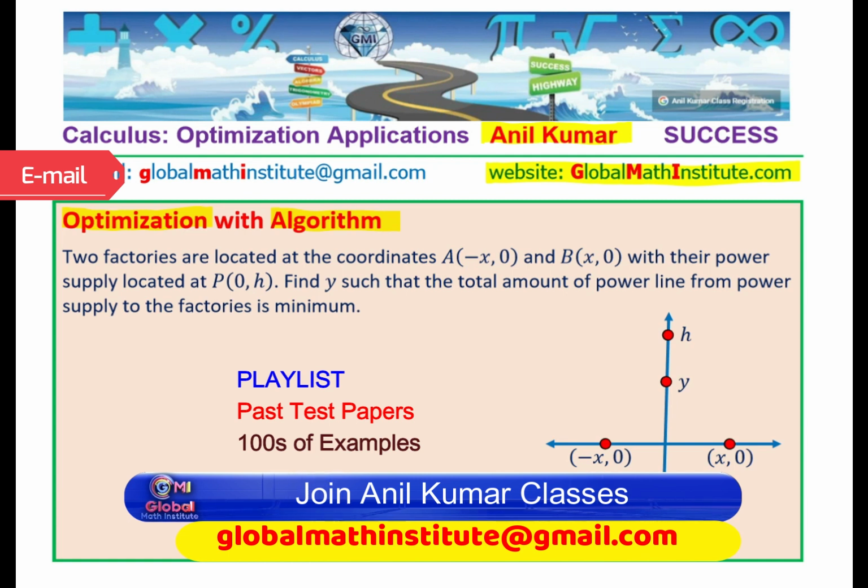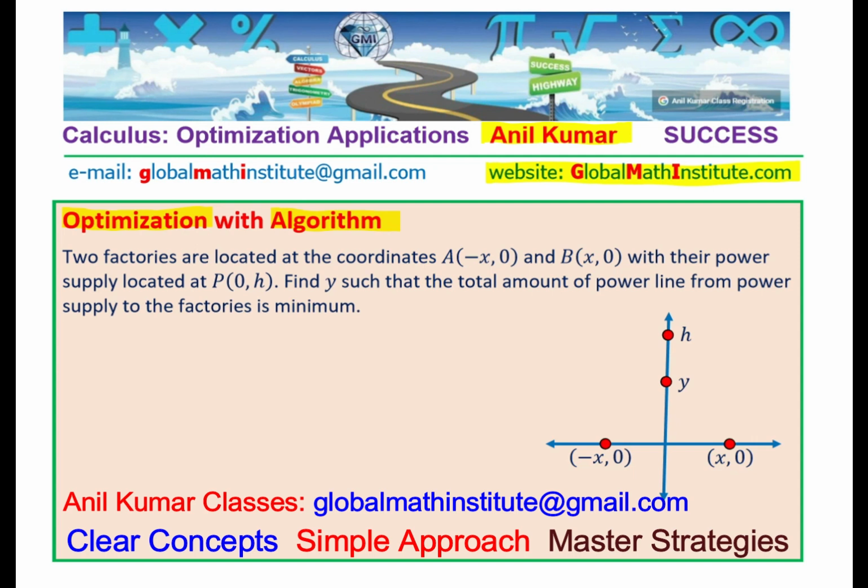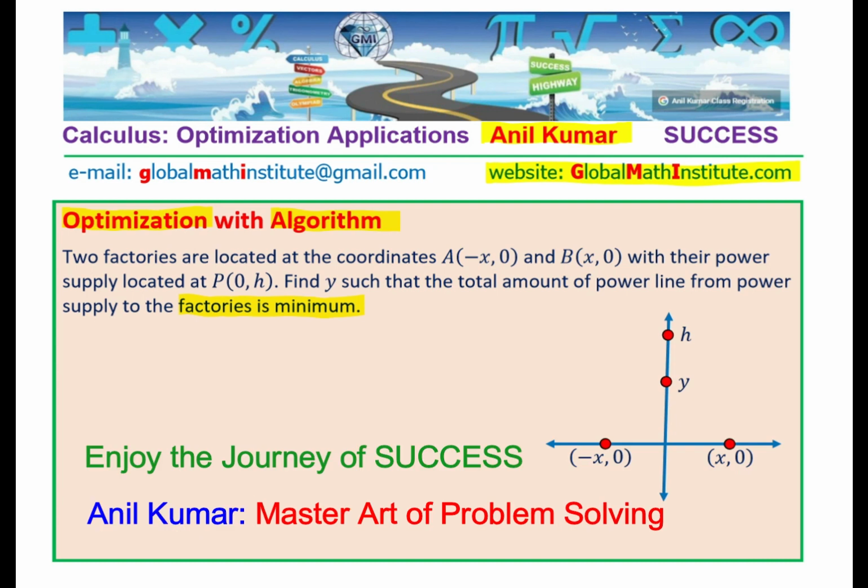Two factories are located at the coordinates a (-x0, 0) and b (x0, 0) with their power supply located at p (0, h). Find y such that the total amount of power line from the power supply to the factories is minimum. So in optimization, normally we are looking for maximum or minimum values. Here cost is of concern, so we want the minimum length of power line.